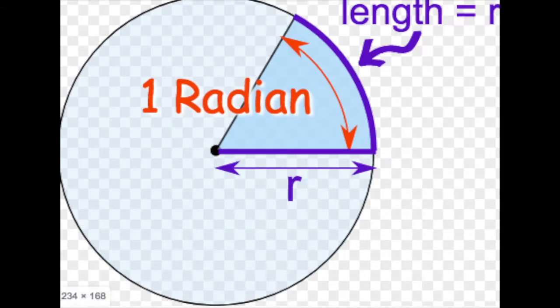Now let's go over what a radian is. A radian is the angle inside that little piece of pizza when the arc length is equal to the radius. So when the arc length is equal to 1 radius, the angle within will be 1 radian.